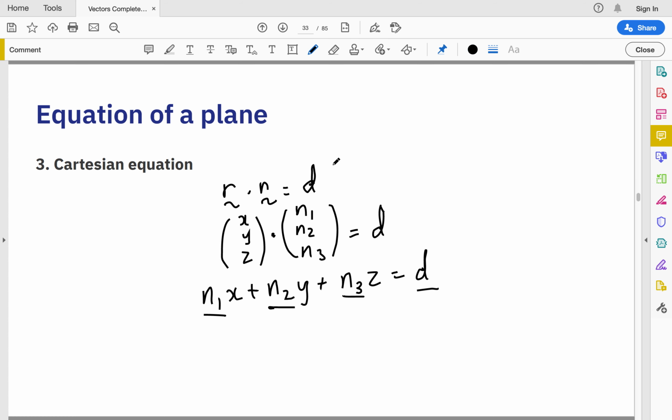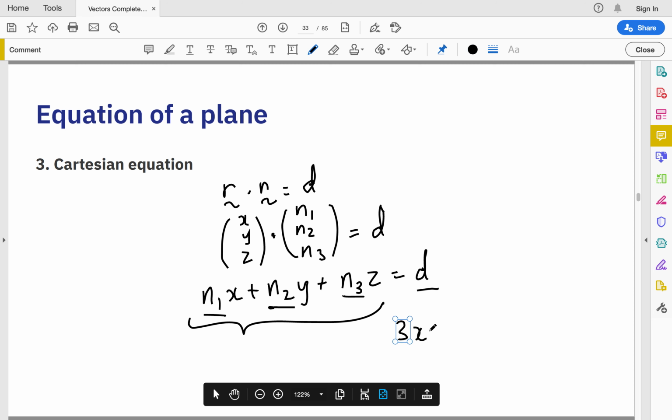Okay, last but not least, there's an alternative way to express the equation of a plane, which is via the Cartesian equation. How we do the Cartesian equation is basically the same as how we did it for the equation of a line. So we write r as x, y, z, and n as n1, n2, n3. And we use what we know about dot product to expand it as follows. So n1x plus n2y plus n3z should give you d. So an actual Cartesian equation might look something like 3x plus 4y plus 2z equals 7. This might be the Cartesian equation of a plane.